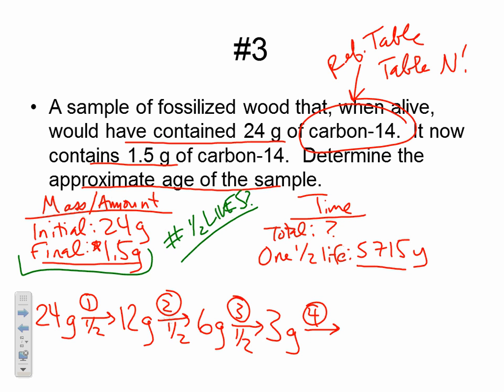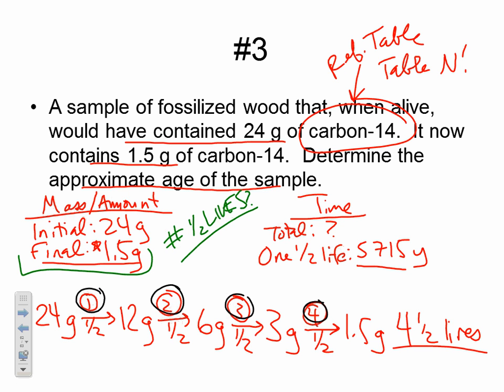So if we let it sit for a 4th half-life and take half of it, now we have 1.5 grams. Is that the final amount that we have? Yes, it is. So what this tells us is that this must have undergone 1, 2, 3, 4 half-lives. Now that is not the answer to the problem. The problem is asking for time, total time, right? But we know that we let it sit for 4 half-lives.